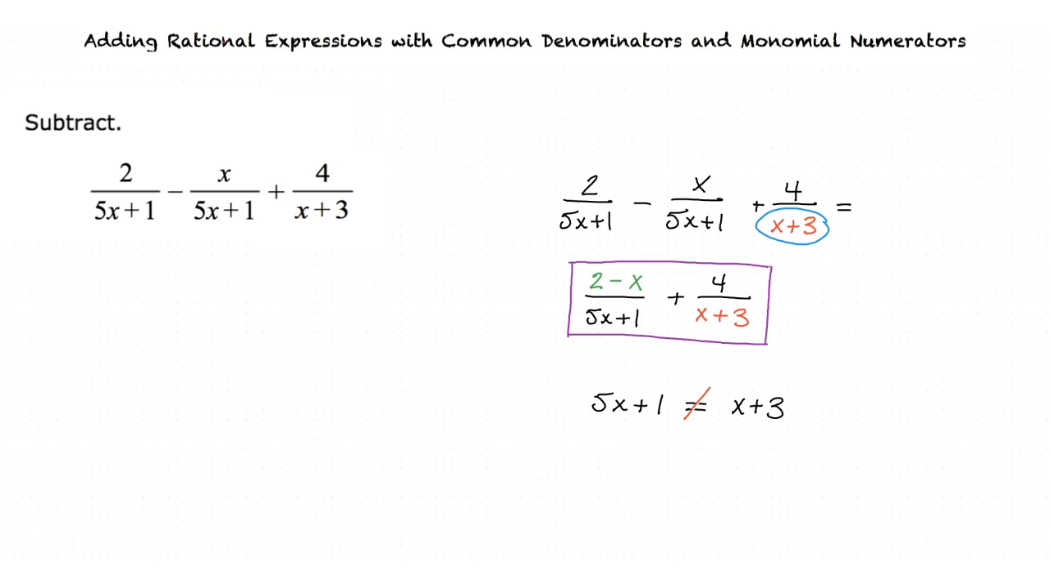Okay, so just to make sure that I understand, when adding rational expressions with common denominators and monomial numerators, you add the numerators together and keep the common denominator, right? Yes, that would be correct.